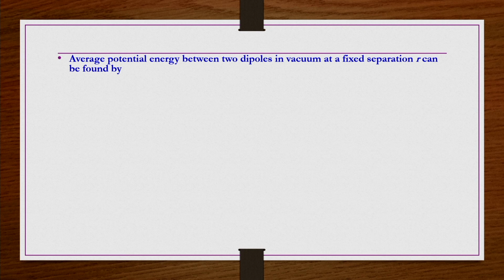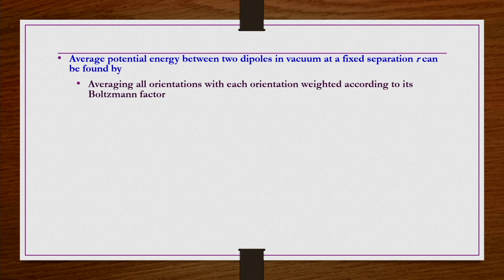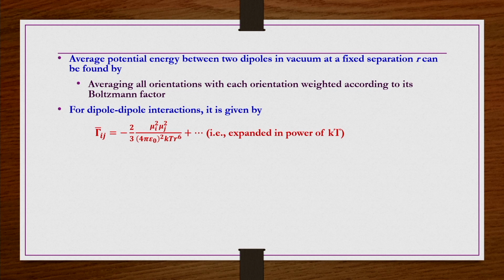The average potential energy between two dipoles in a vacuum at fixed separation r can be found by averaging over all orientations, with each orientation weighted according to its Boltzmann factor, and for dipole-dipole interaction it is given by gamma ij bar equals minus 2 by 3, mu i square mu j square divided by (4 pi epsilon naught) whole square, k T r power 6, and so on. So, this is a series expanded in powers of 1 by kT, but we are taking only the first term.